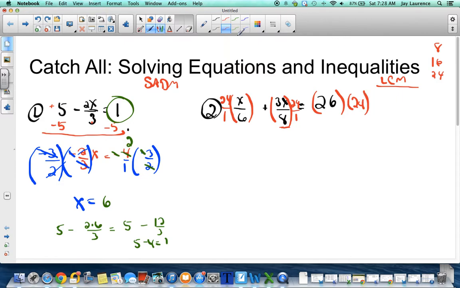All right, so let's see what Wonder Woman's going to do for us here. Well, the 6 is going to cancel, turn into a 1, and the 24 is going to turn into 4. And 4 times x is going to be a 4x. The 8 is going to cancel with this 24, turn into a 3. 3 times 3x is going to be 9x. And then 24 times 26, some of you probably figured out that I accidentally had written the product there before. It is 624. Again, it's okay if you use a calculator.